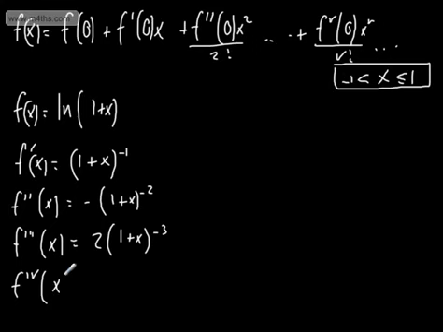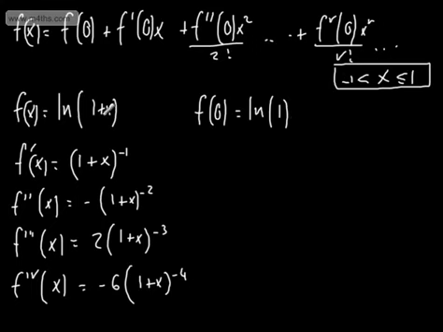So taking the fourth derivative, again using Roman numerals, we're going to have minus 6, 1 plus x to the minus 4. We know this is what we need for the Maclaurin expansion, so we need to evaluate f of 0. f of 0 is going to give us the natural log of 1 plus 0, or the natural log of 1. This corresponds to the first term here. Natural log of 1 is 0.